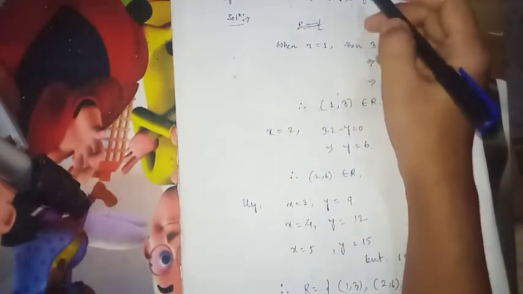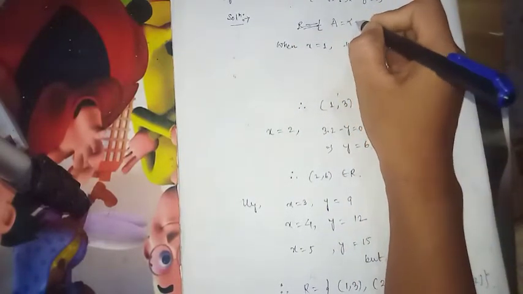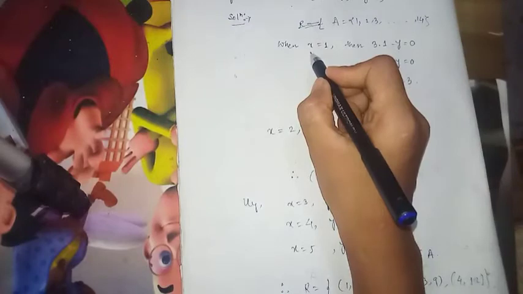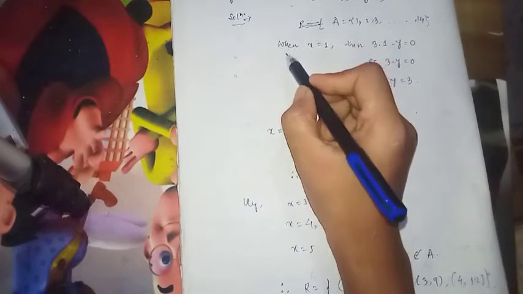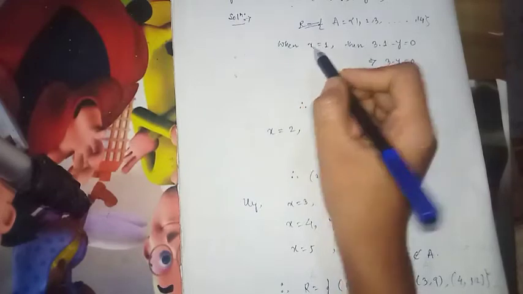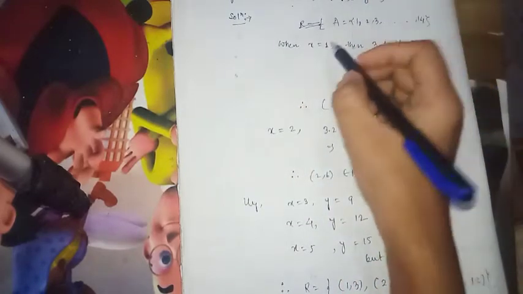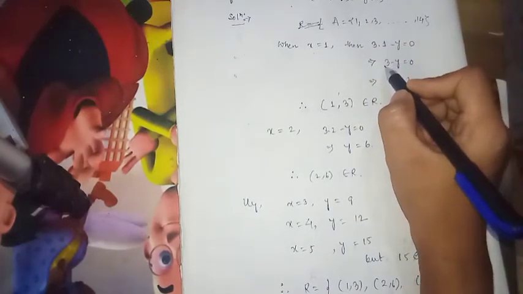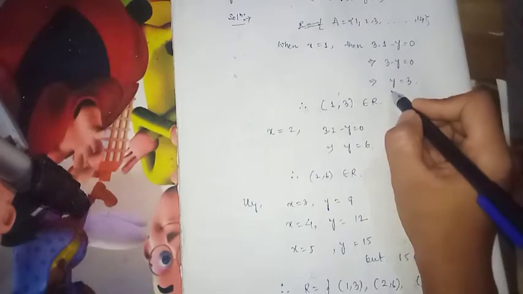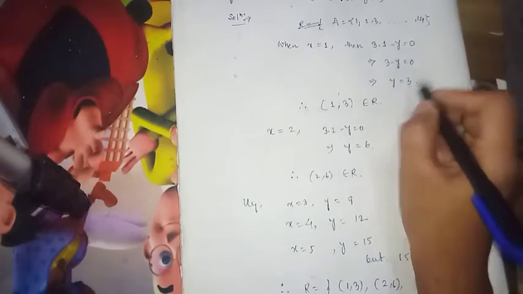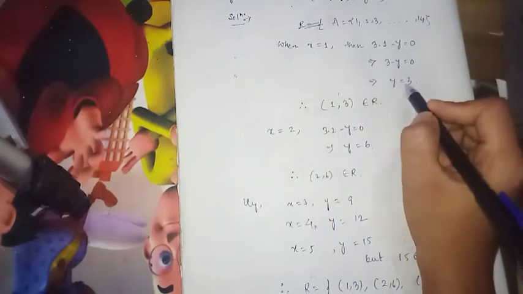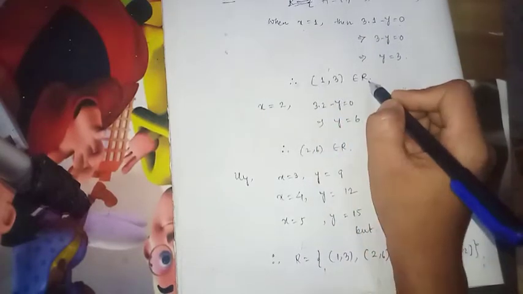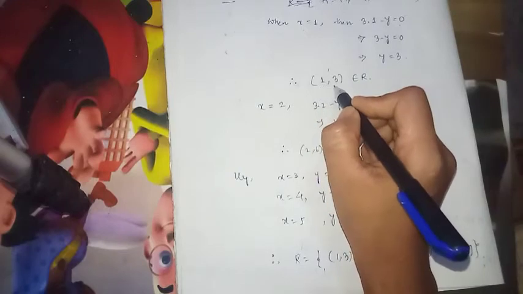Now since there are elements 1, 2, 3 up to 14, first let me take x equal to 1. When x equals 1, we put this value in the definition of the question: 3 into 1 minus y equals 0. That is 3 minus y equals 0, or we get y equal to 3. When we take the value of x as 1, we get the value of y as 3. That means the ordered pair (1, 3) belongs to R.